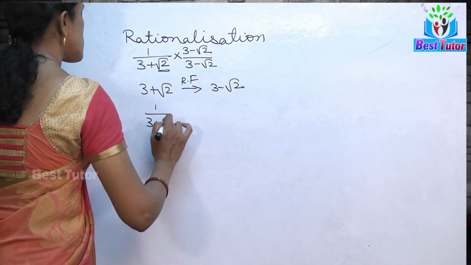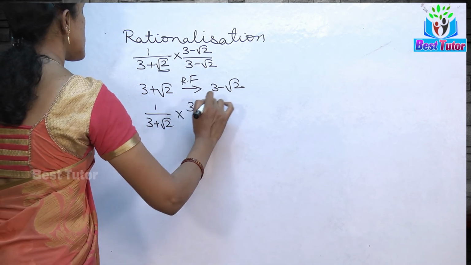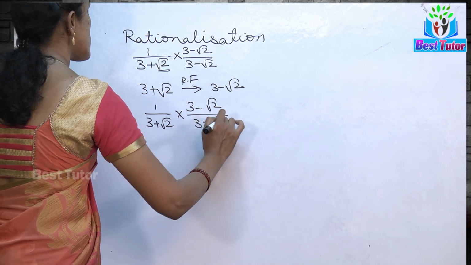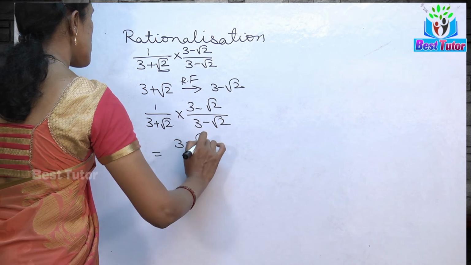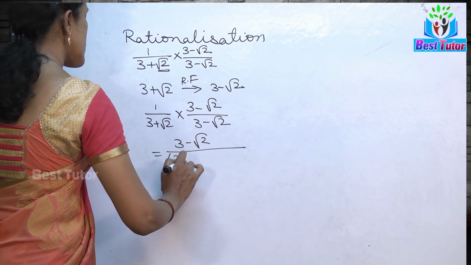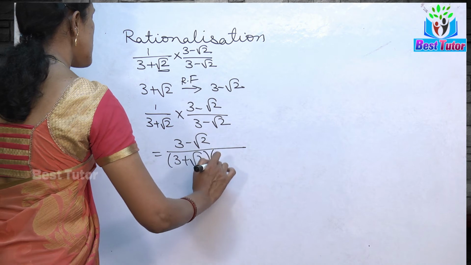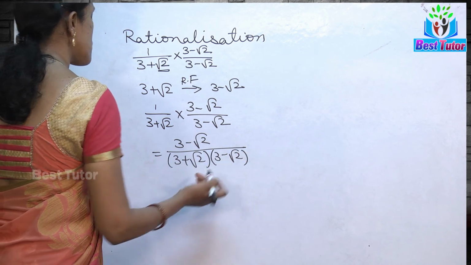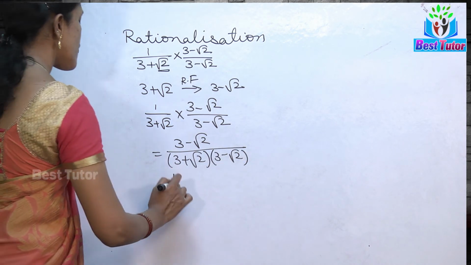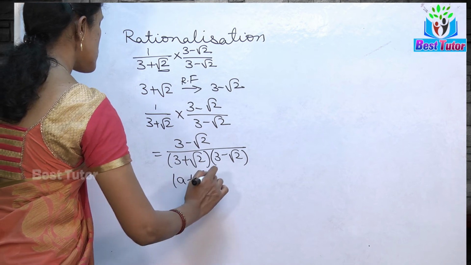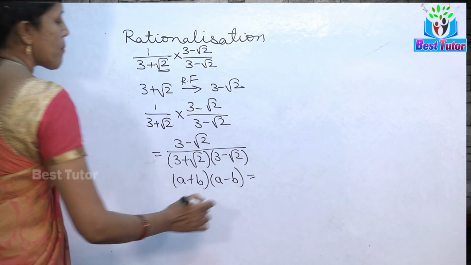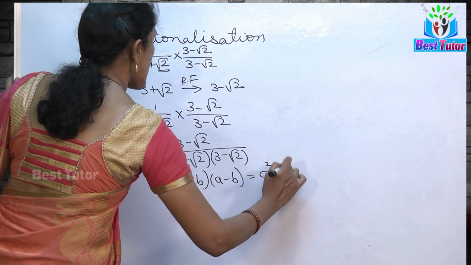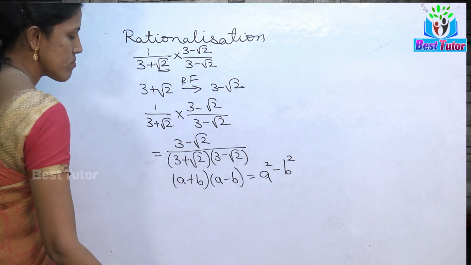We are going to have 1 by 3 plus root 2 into 3 minus root 2 by 3 minus root 2. So it's going to be 1 into 3 minus root 2 is 3 minus root 2, and in the denominator we are going to have 3 plus root 2 into 3 minus root 2. Denominator is in the form of a plus b into a minus b, and we already know that a plus b into a minus b is a square minus b square.